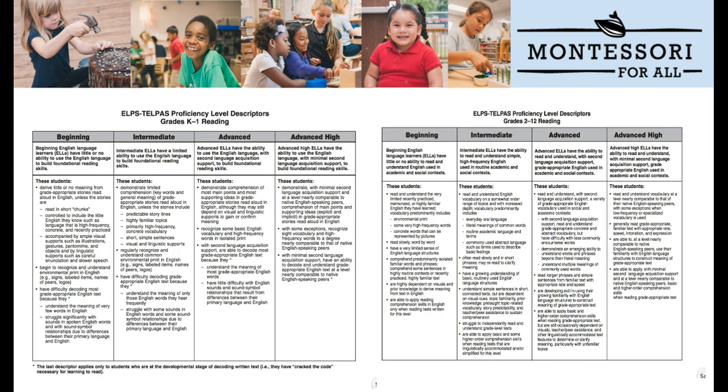When you click on that link, you are provided with a full proficiency level descriptor and description of what students can do at each level. The charts shown here describe the K-1 reading and grades 2-12 reading expectations for students. So it just really provides an overview for you of what students at those proficiency levels should be able to do.